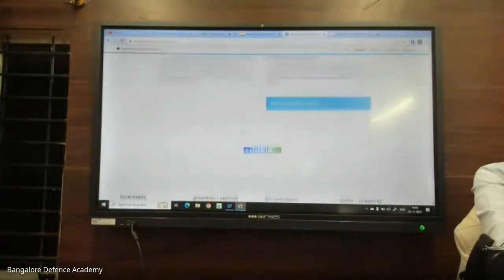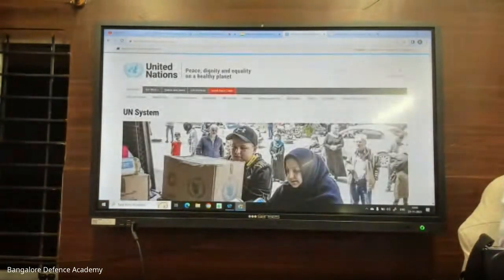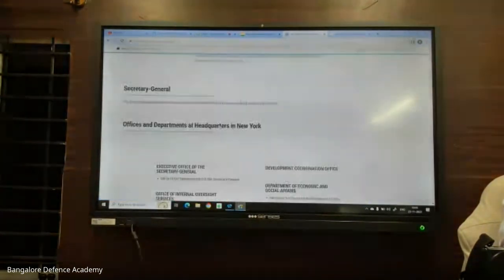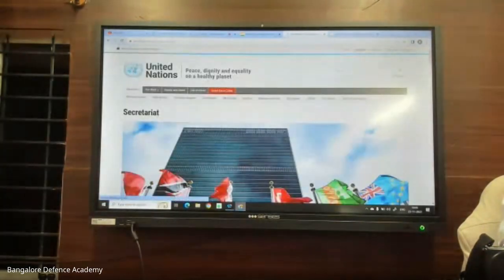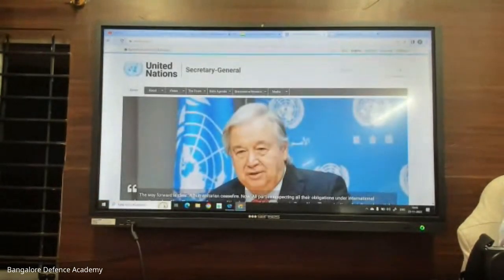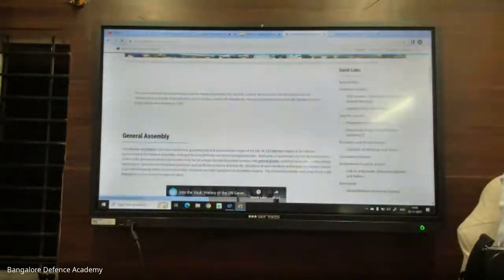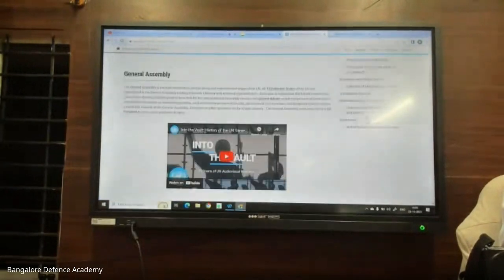Okay, see, under United Nations, we have so many international organizations. We'll see these one by one. Okay. Now, we'll start with the main body, sir. Okay, so the first one is what here? General Assembly. Okay, General Assembly. There are totally how many countries here? 193. How many countries here? 193. So we'll see this history in detail first.